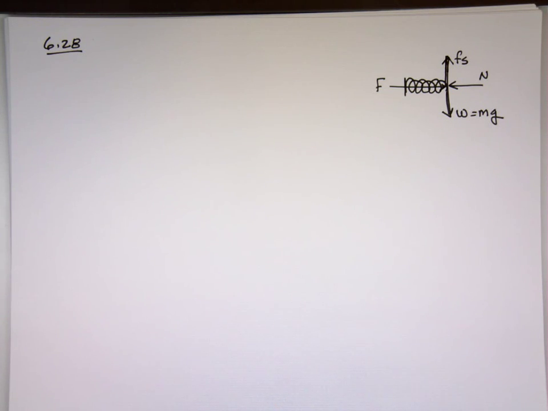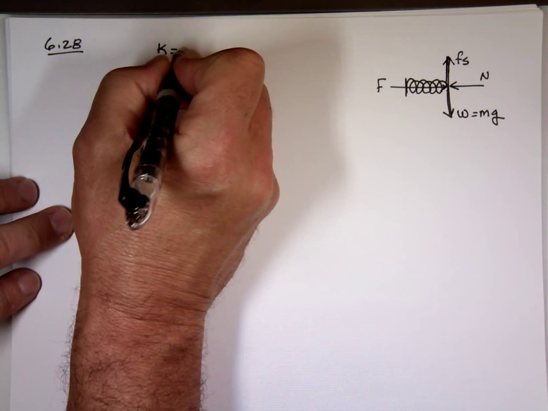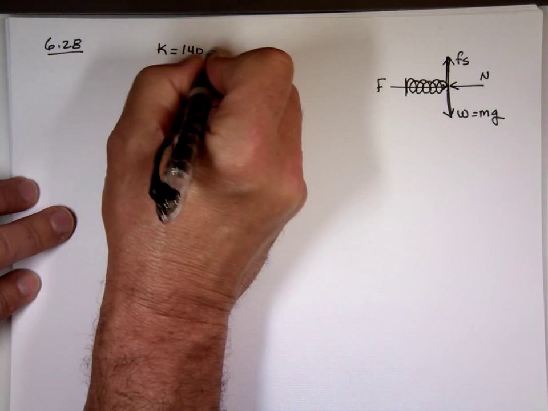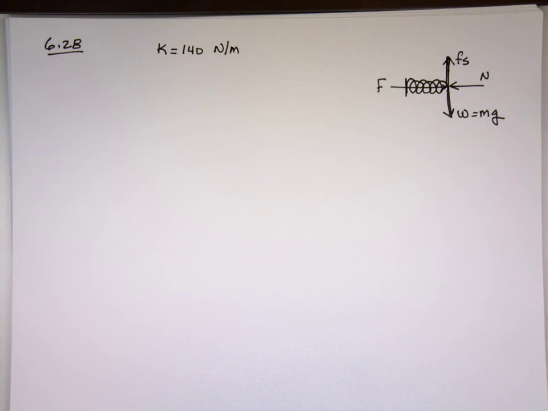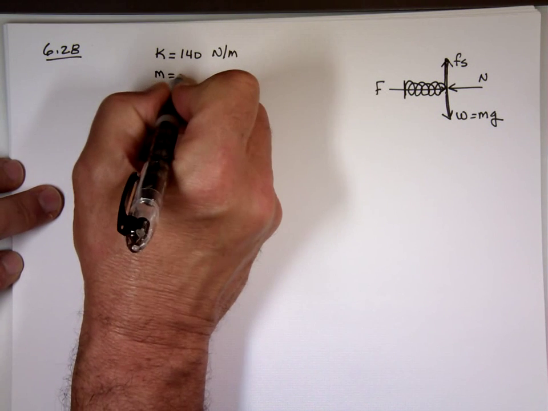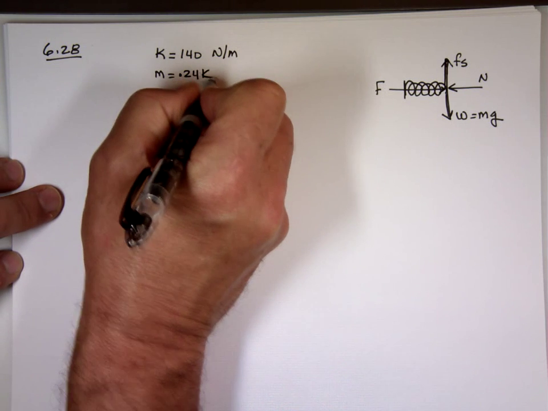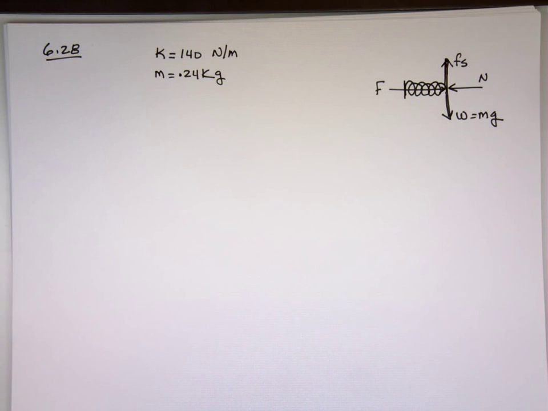A spring with the force constant, that's K, force constant. K for the spring is 140 Newton per meter. It is used to push a 0.24 kilogram block of wood. So the block of wood, the mass of it, 0.24 kilogram, against the wall. This is as shown in the picture.